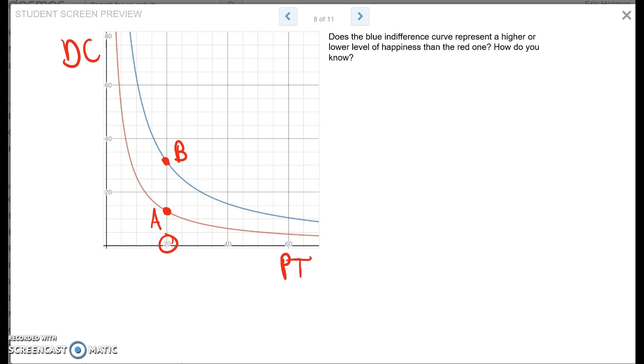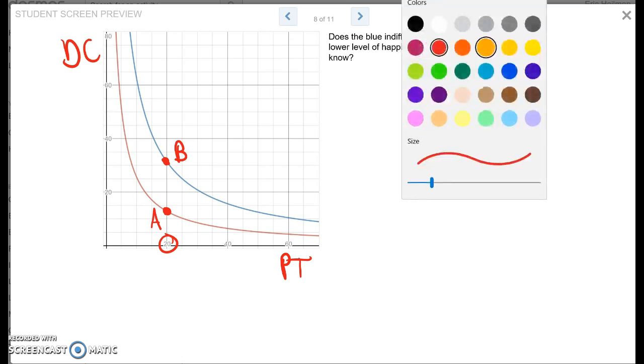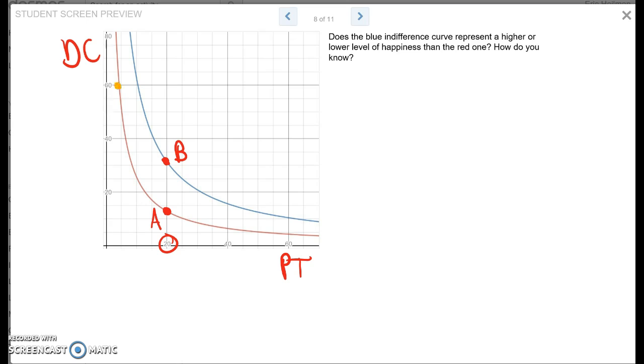You can also see this if you choose two points like this, here and here. At these two points, you're consuming the same amount of Diet Coke, but at this point, you have more Pop-Tarts, so that one has to be better. So point B has to be a higher level of happiness or satisfaction than point A. So the blue is better than the red.